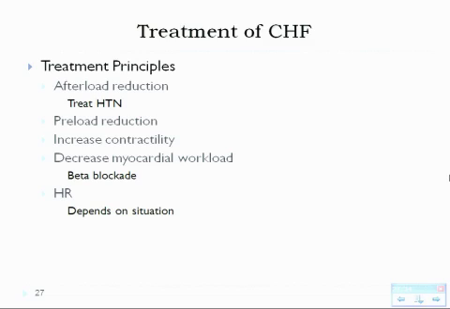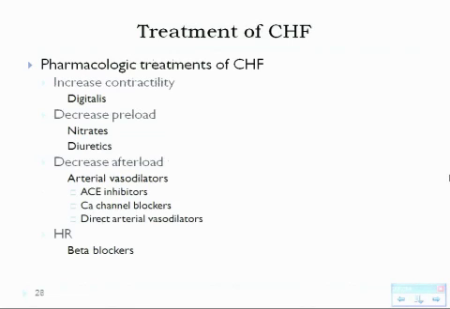And heart rate depends on the situation. You either want to slow it down or make it more rapid, depending on the situation you're in. If you're in acute congestive heart failure, I would tell you leave the heart rate alone. Don't mess with it. If you're already in a chronic state where the person's stable, reducing workload is actually a good idea.